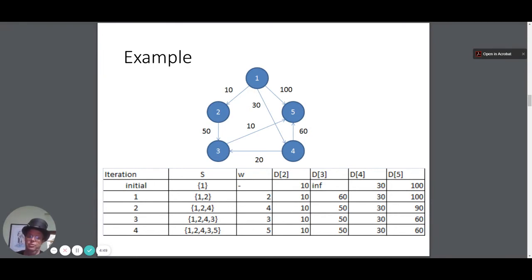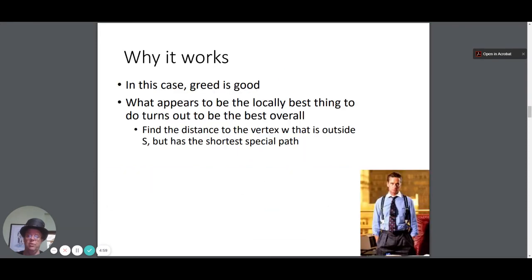But if we go through 4 and then 3, we can get to 5 a little bit cheaper. And sometimes you find that with ghost cities on airlines. So it always pays to do the shortest path algorithm. It works because, in the words of Gordon Gekko, greed is good. What appears to be locally the best thing to do turns out to be the best overall.